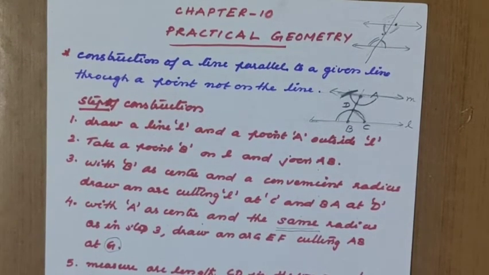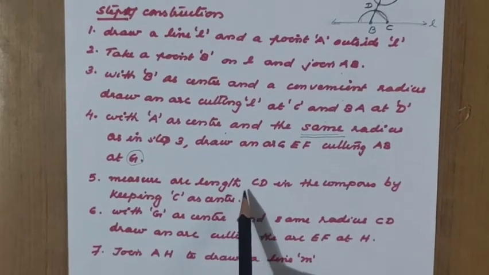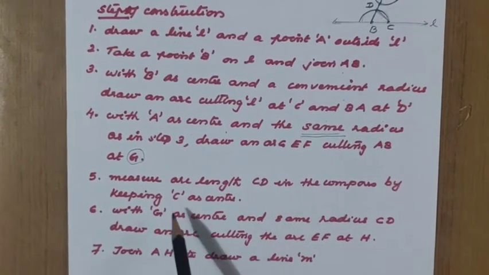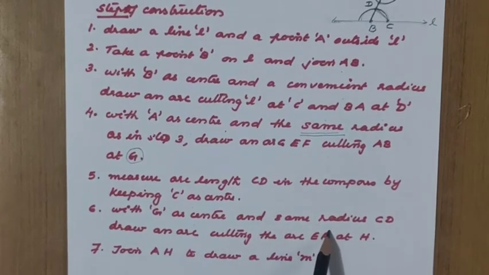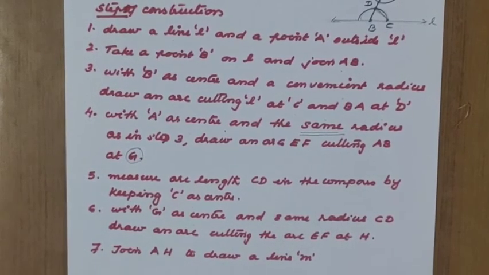What is the next step? Measure the arc length CD in the compass, keeping C as center. With G as center and the same radius CD, draw an arc which cuts the previous arc at H. Join AH and draw a line parallel to L only. Now while reading these steps you may get confused.